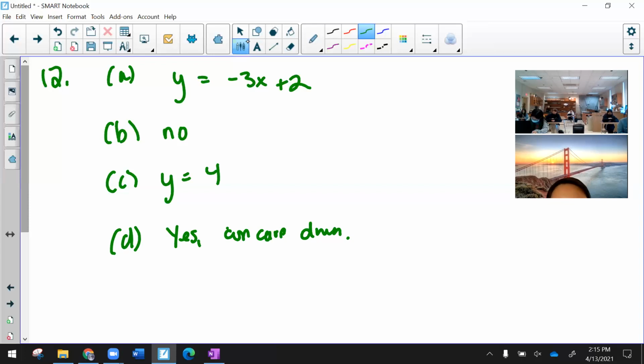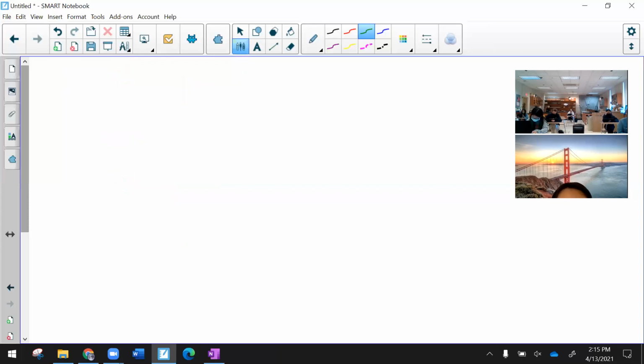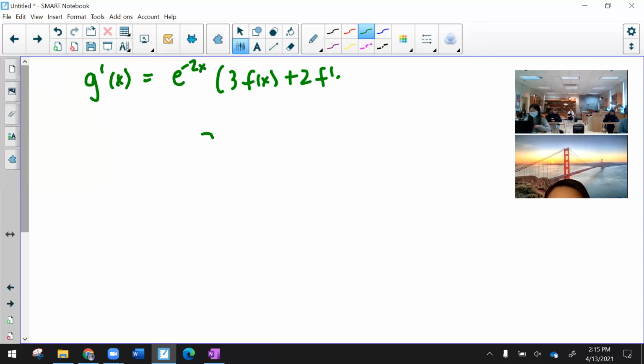So for part D, what you're supposed to do is say, okay, g prime of x is equal to e to the negative 2x times 3 f of x plus 2 f prime of x. And then you take that equation, take the derivative of both sides and find g double prime and make sure that it equals the thing that I'm telling you it's equal to. That's what show means. Okay?